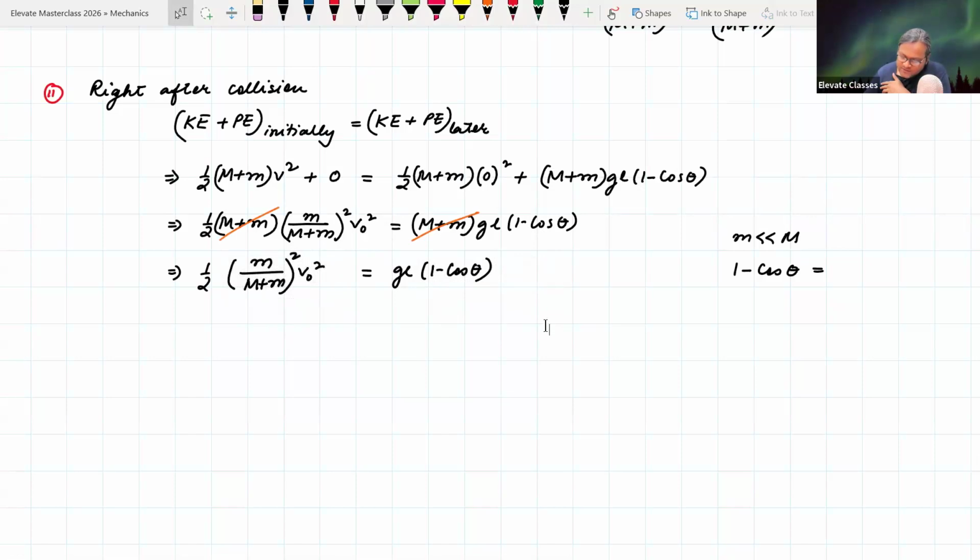So I was thinking, how can I simplify it? One simplification is 1 minus theta square upon 2, but that is a small angle approximation. Should I take a small angle approximation?